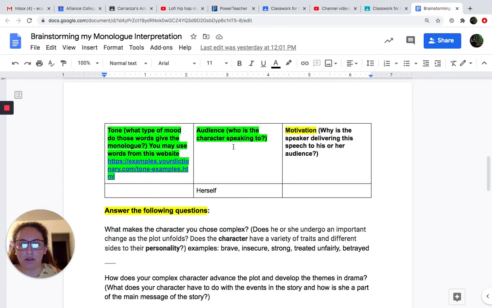And then, who is your character speaking to? In the monologue, they are both speaking to themselves, so it would be herself. And then, what is their motivation? Why is the speaker delivering this speech? Are they trying to convince themselves about something? Are they trying to make a decision? That's what you would write here. So, for example, for Lady Capulet, I believe that she was trying to convince herself of her beliefs before she would speak to the prince about what she wanted him to do for justice.